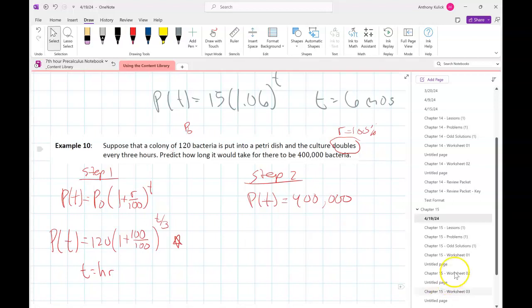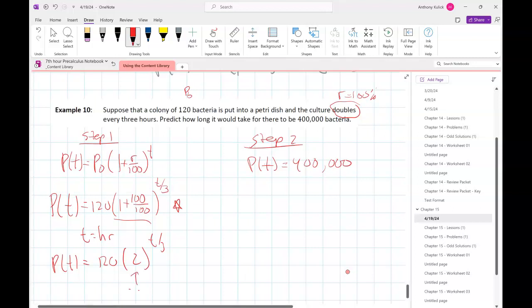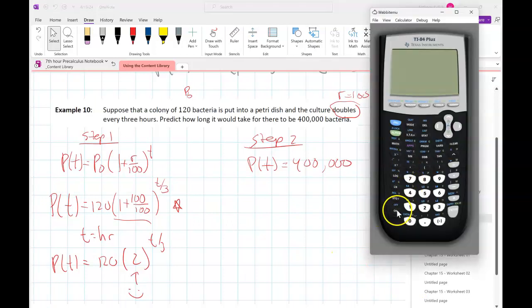FYI, if I wanted to simplify this, that's just 2. There's the doubling, right? Because 1 plus 100 over 100 is just 2. All right, so we have 120 times 2 to the x over 3, and then that's going to be 400,000.